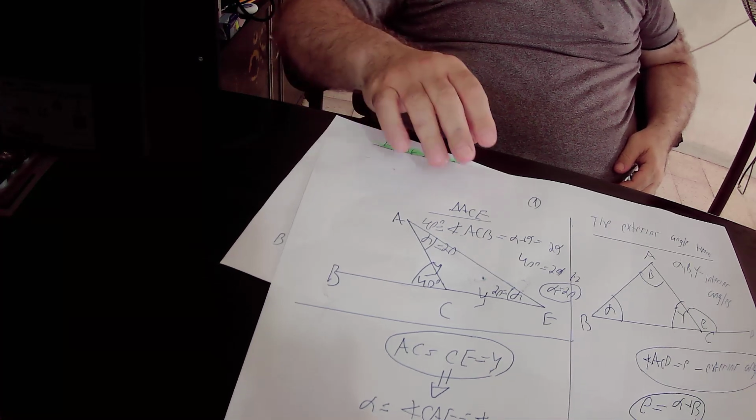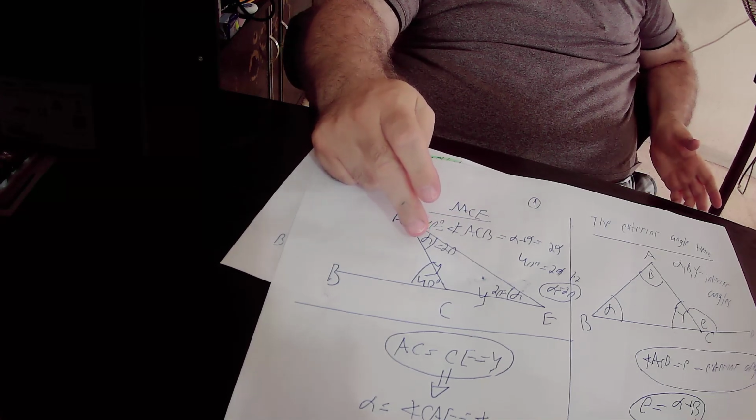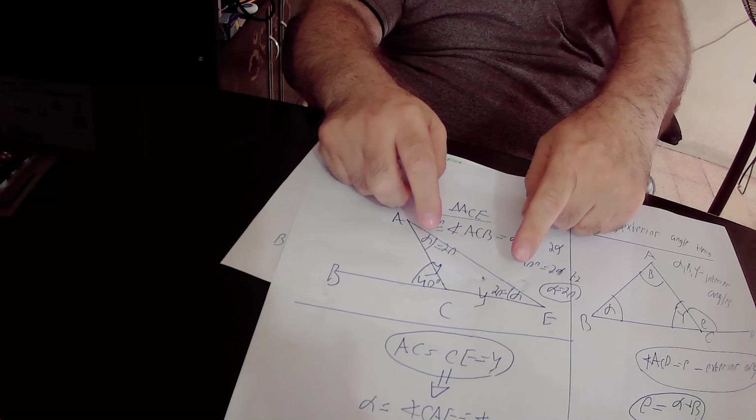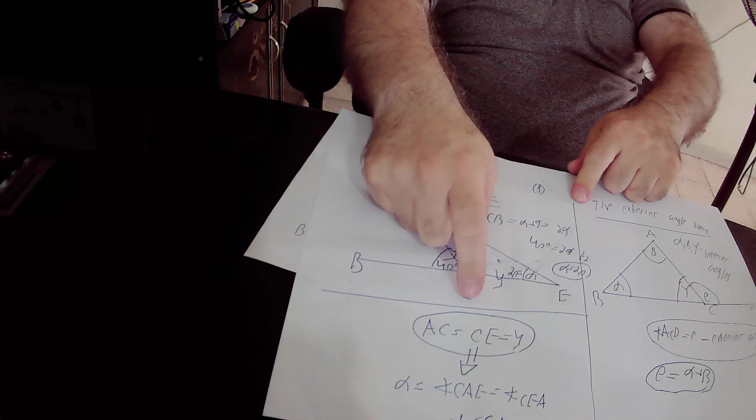Side CE equals Y according to our construction. Side AC equals Y according to what is given in the question. So those two sides are both equal to Y, therefore they are equal to each other. That is to say, AC equals CE equals Y.